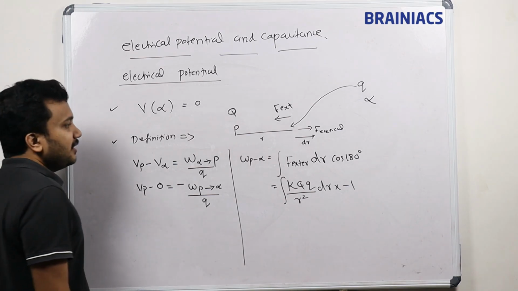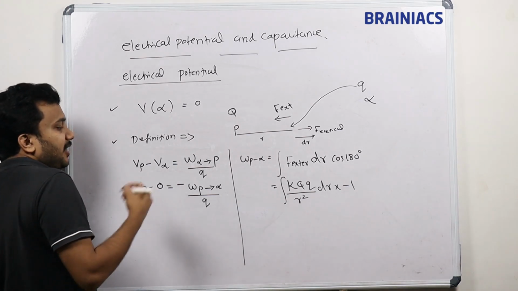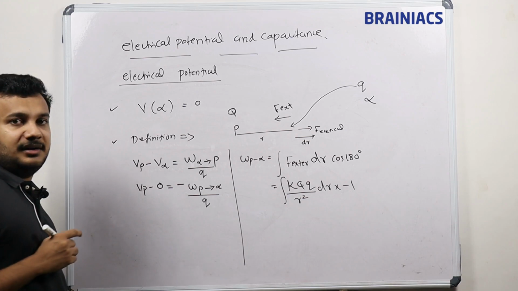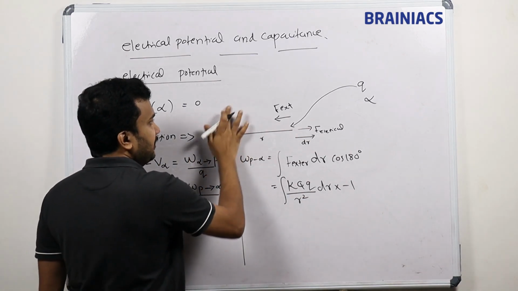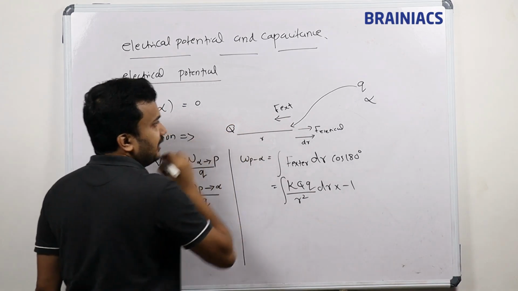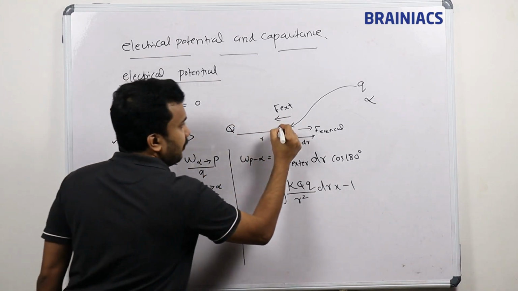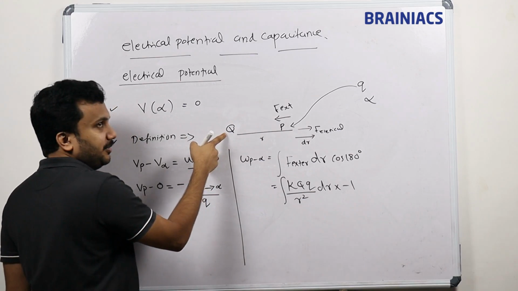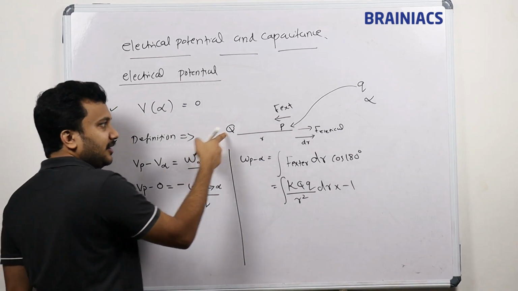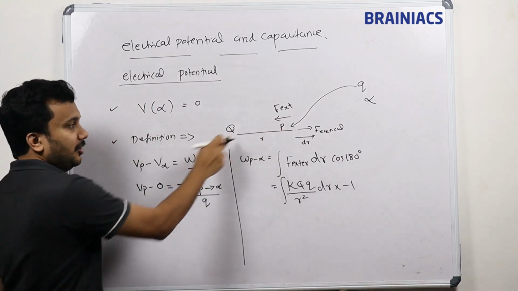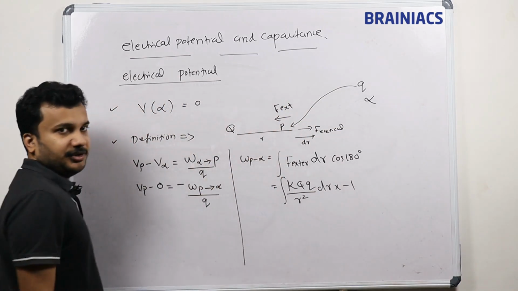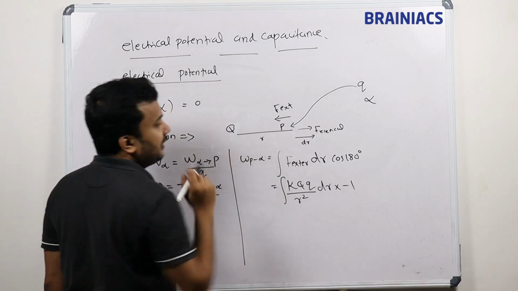Okay, this integration, our aim is to find out the potential at the point P. So potential at the point P means we will change the diagram like this. I am considering this point as P. A Q charge is already here. This point is P because I'm bringing the charge to this point, not to this point. I'm assuming this point is R meters away.